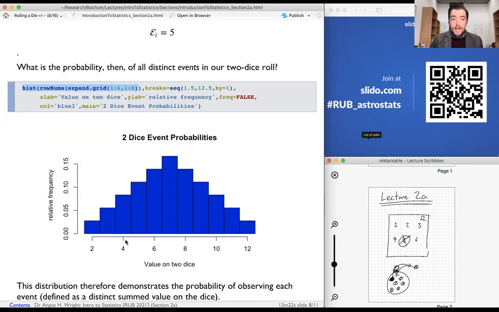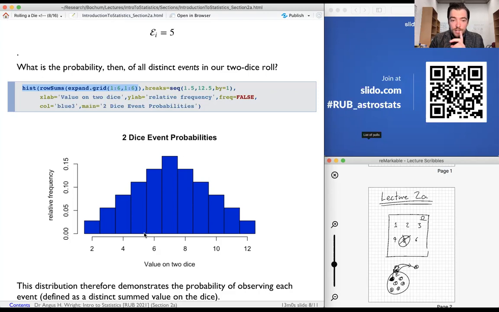conceptually, because how many possible ways can you construct the number 2 with 2 dice rolls? Well, there is only one, and that is if you get a 1 on the first die and a 1 on the second die, right? There is no other way that you can construct the number 2 from 2 dice. Similarly, the same thing goes for 12.